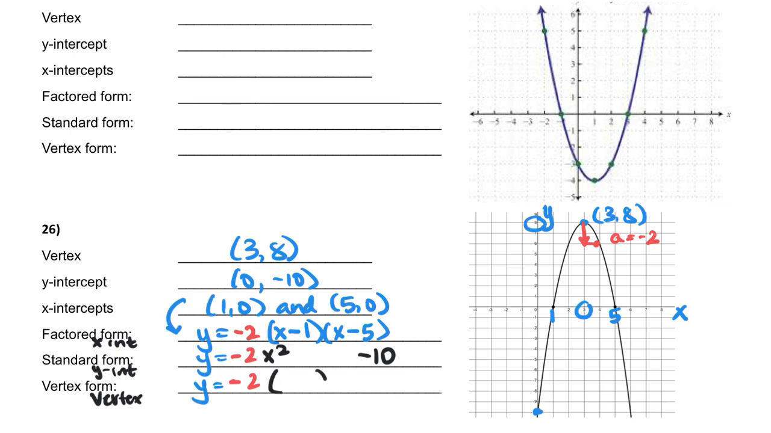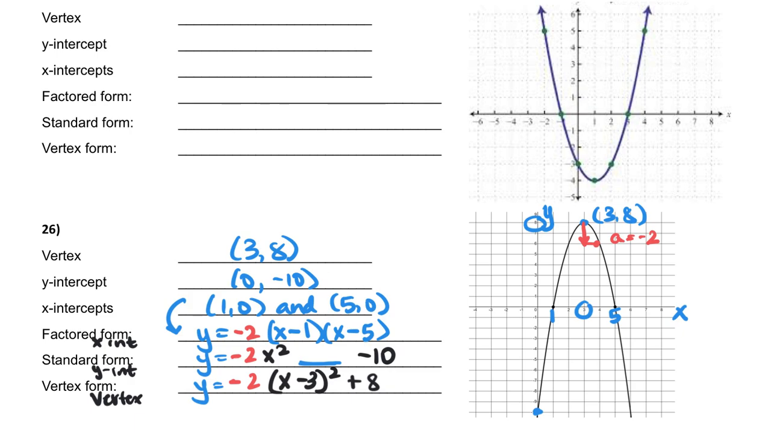And this is what vertex form looks like. Remember, it's x, and then it's going to be minus 3 because it's a plus 3 here, so it's going to be the opposite in the equation. And then the 8 stays a positive 8. So now we have to do a little work in order to find our middle term here.